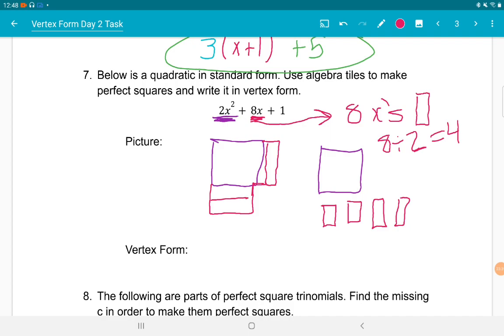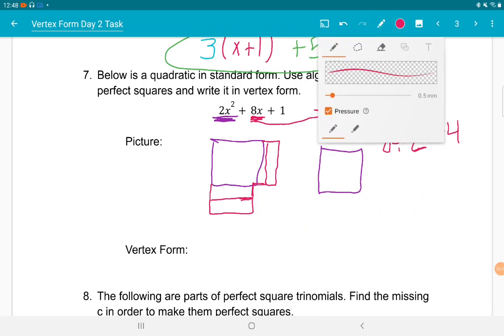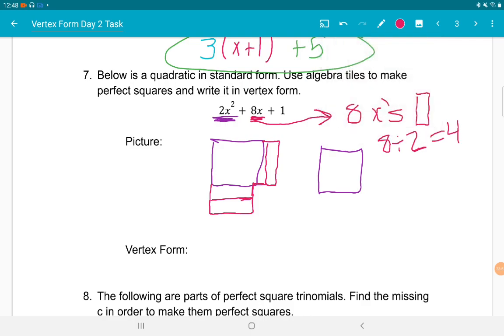So I had 4 going to each square, which means now I'm going to take my 4 and divide that by 2 to figure out how many go on each side. So we're going to put 2 on each side in our square. And again, I'm going to erase these guys right here. I'm not a very good artist, as you can see, but we're trying. So there's 2 x's on each side.